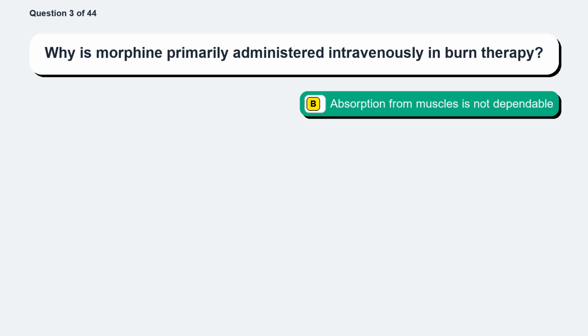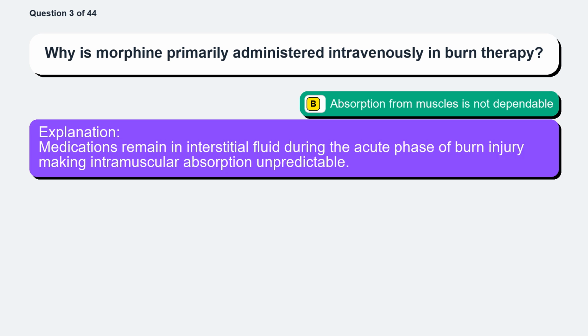The correct answer is option B. Absorption from muscles is not dependable. Medications remain in interstitial fluid during the acute phase of burn injury, making intramuscular absorption unpredictable.